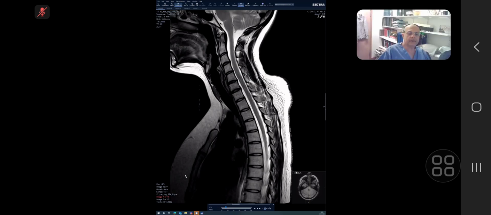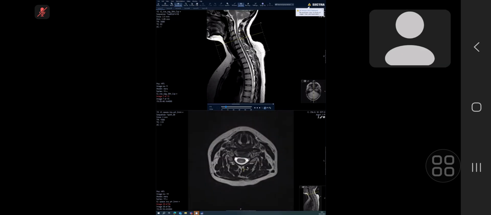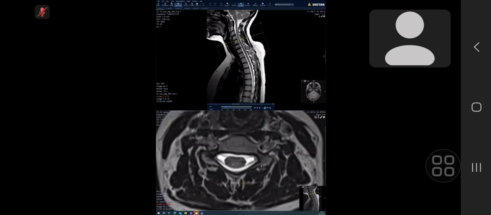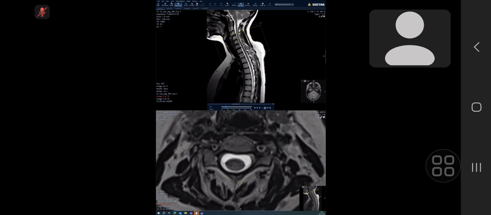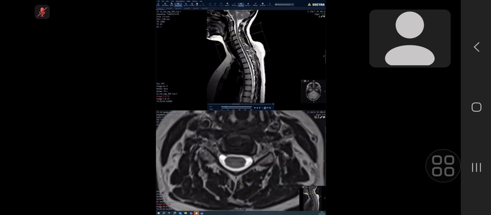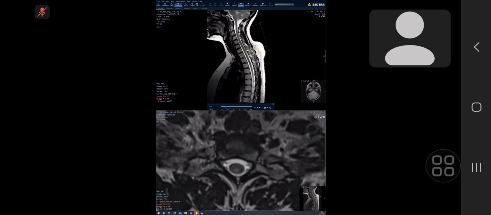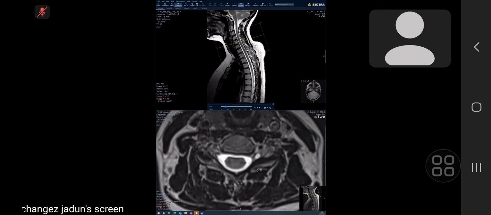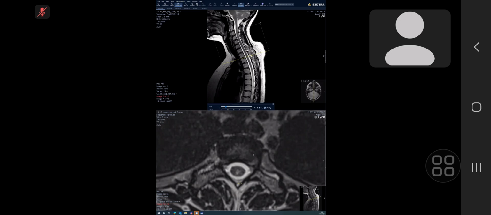Okay, so here comes the axial T2 section. I will magnify it for you. Okay, sir. So here again, I can see that the hyperintensity which I saw on the sagittal sections is also evident on the transverse sections. And it's mainly involving the posterior portion of the cord in the affected areas.